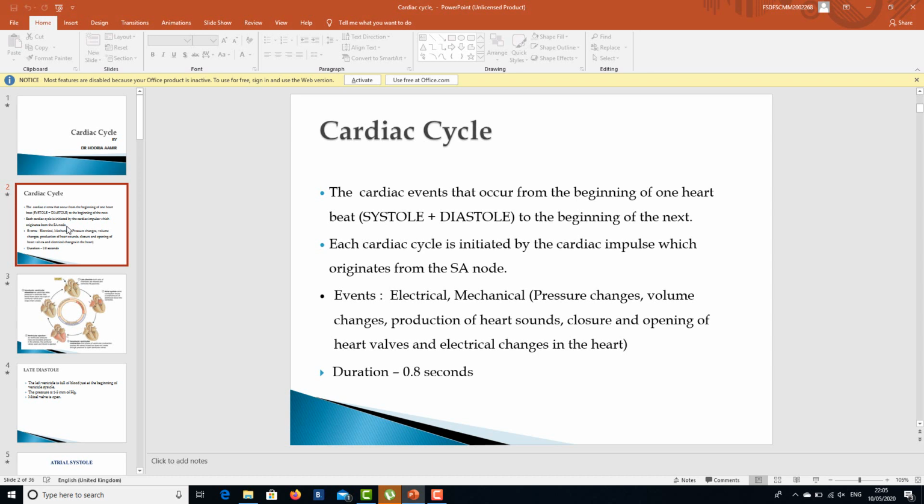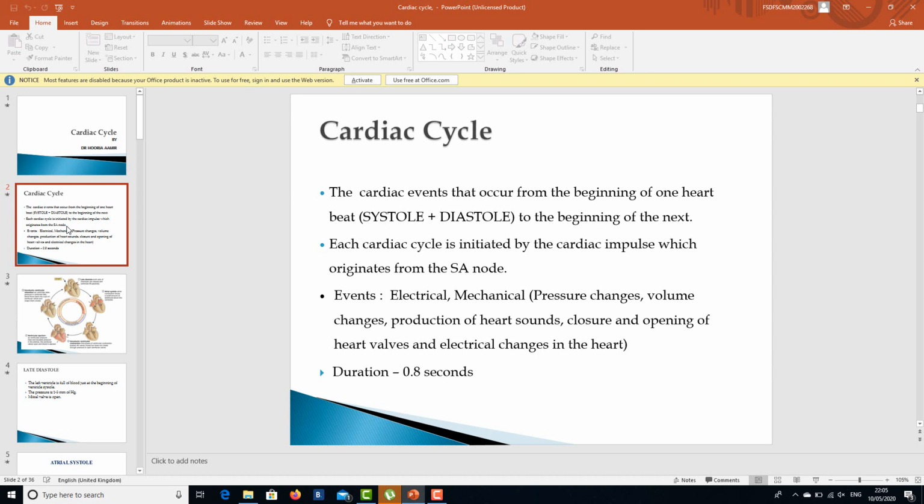Now, when we draw this cardiac cycle, we have different aspects. What are the different things which make the cardiac cycle? They are the different electrical changes, and there are different mechanical changes like pressure changes, volume changes, production of heart sounds, the closure and opening of heart valves, and the electrical changes in the heart.